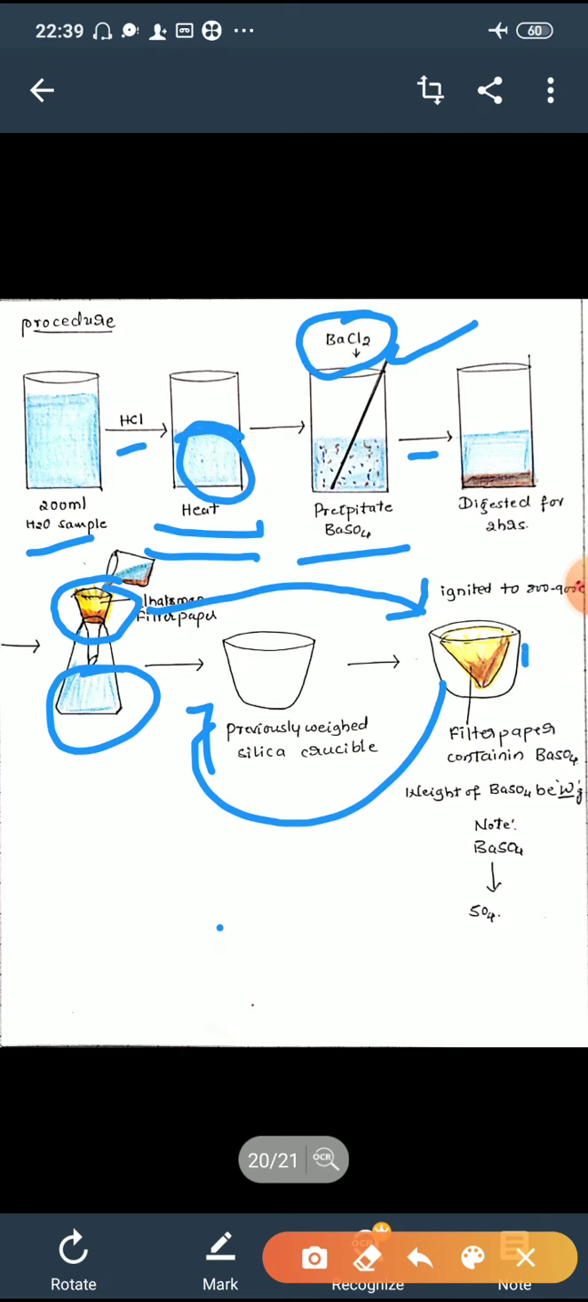Then again the crucible weight has to be noted down, and the difference between this crucible weight and the previously weighed crucible will give the weight of the product, or the weight of the barium sulfate formed. Let that be W gram here. So what we get is barium sulfate, but what we are determining is the amount of sulfate ion present. For that we'll see the calculation.